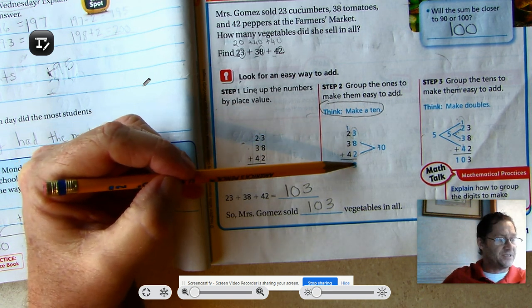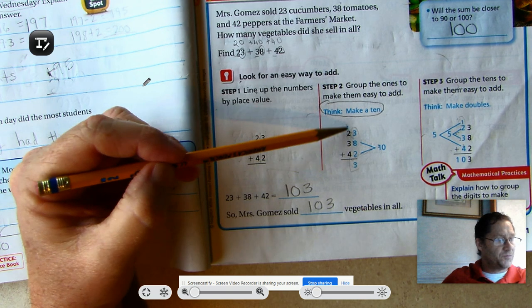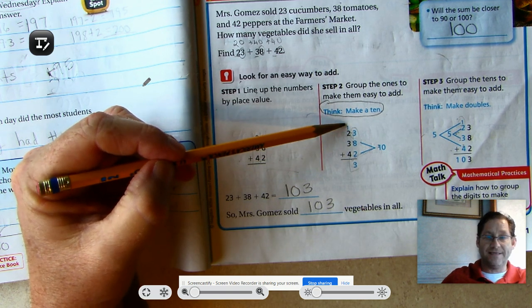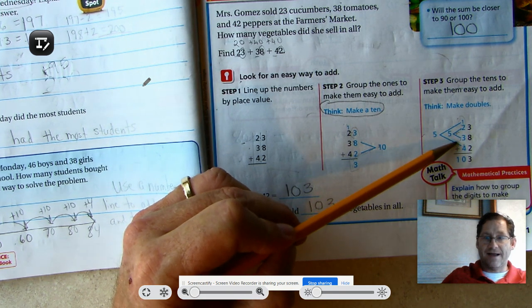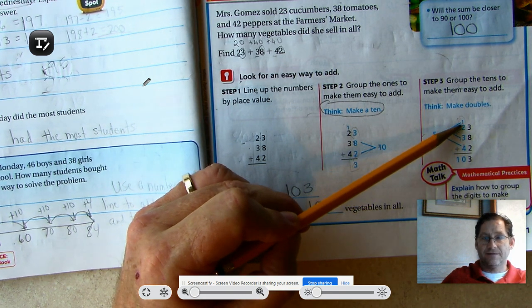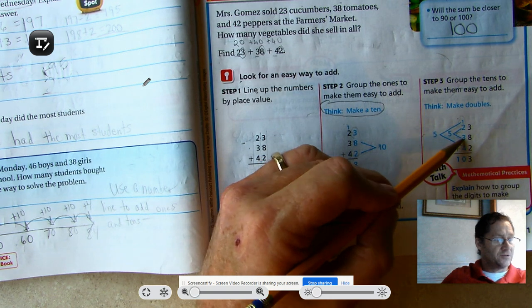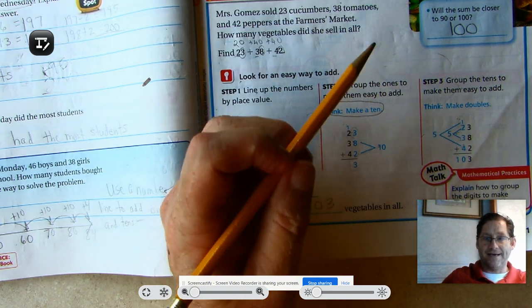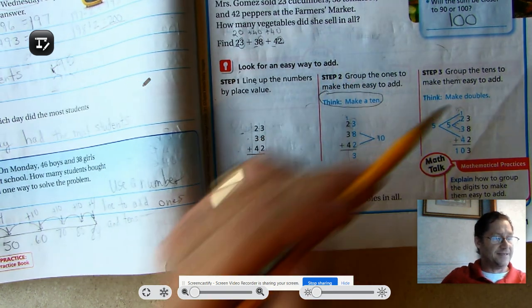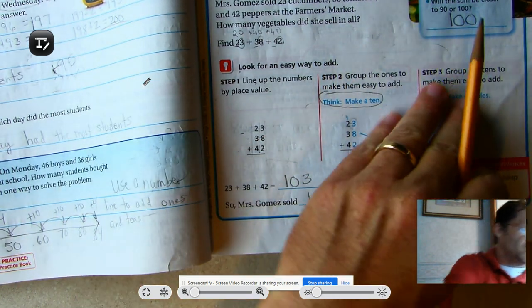Well, and we can't write 13 ones. So we regrouped 10 of the ones as 1 ten. And then it said, now combine to make easier problems too. So 3 and 2 is 5, and 4 plus the regrouped 1 ten gives us 5. And 5 and 5 is 10. All right, let's move on to page 22.